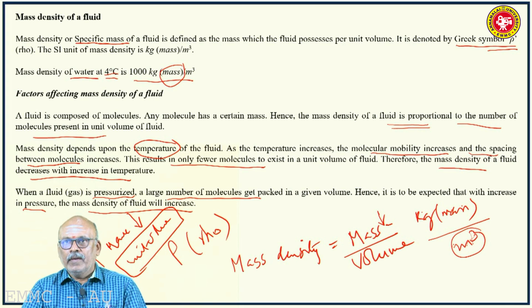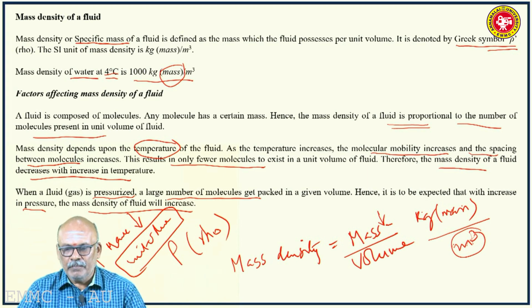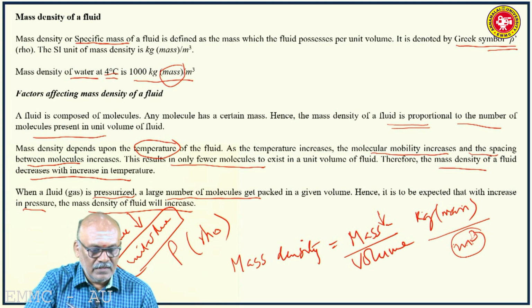So we can generally conclude that the temperature and pressure affect the mass density of a fluid. So with increase in temperature or increase in pressure, the molecular mobility changes and therefore the mass density varies. So in the case of gases, with increase in pressure, the mass density increases. Whereas in the case of liquids, which are generally incompressible, you cannot pressurize them. The temperature can have a slight effect on mass density. With increase in temperature, the mass density decreases. That is in the case of a liquid.